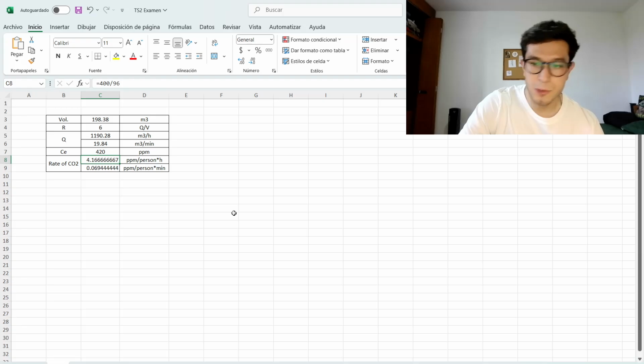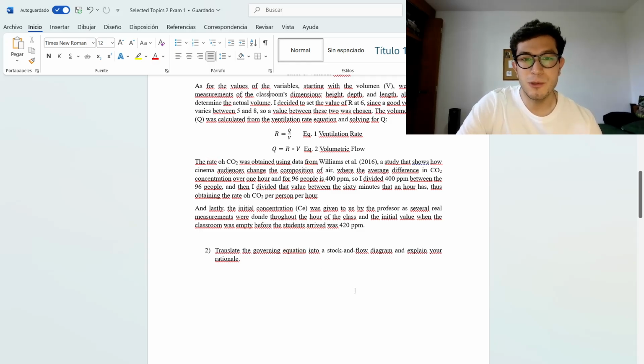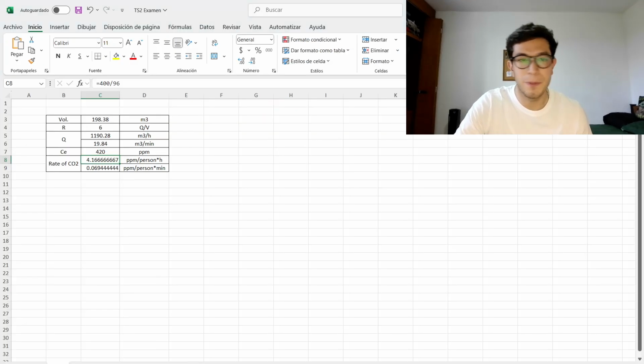And finally, the rate of CO2. That's a little bit trickier, but it was interesting. The rate of CO2 was obtained using data from the study that you showed us on how cinema audiences change the composition of the air, where the average difference in CO2 concentration over an hour with 96 people present in the cinema room is 400 parts per million. So what I did, I just divided the 400 parts per million between the 96 people, and then I divided that value between the 60 minutes that an hour has, thus obtaining the rate of CO2 per person per minute.